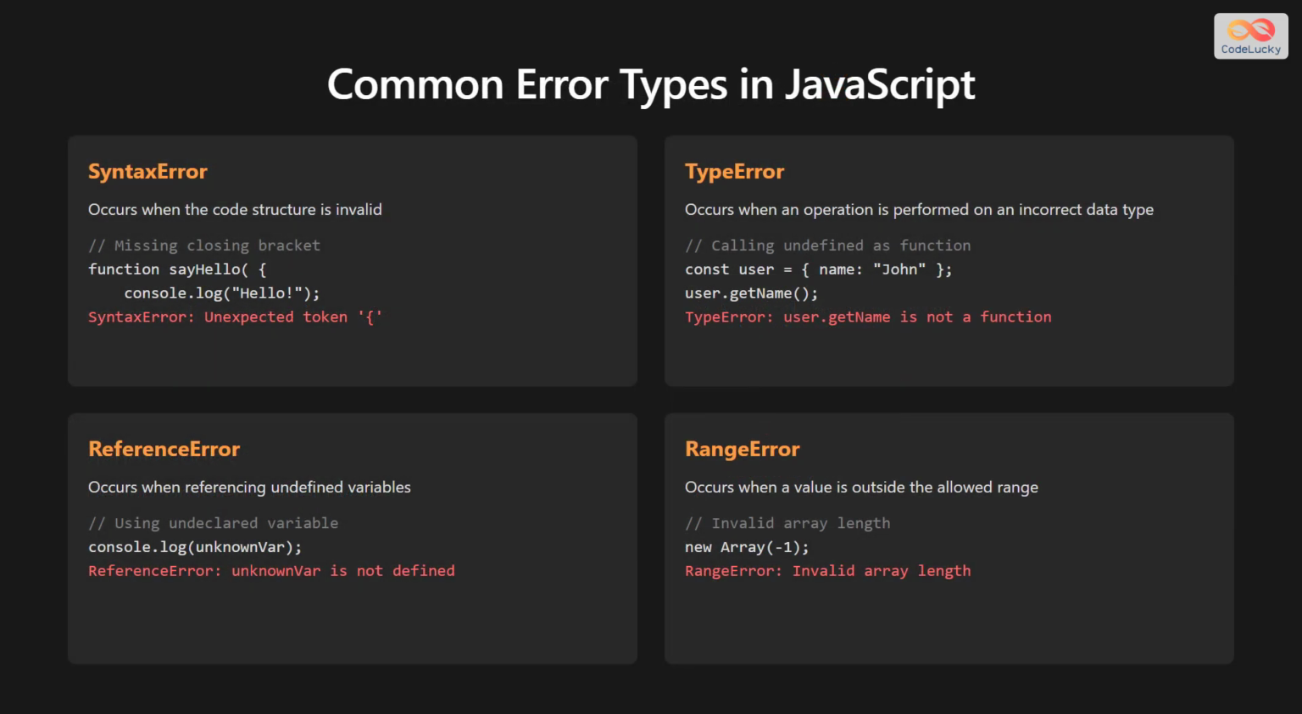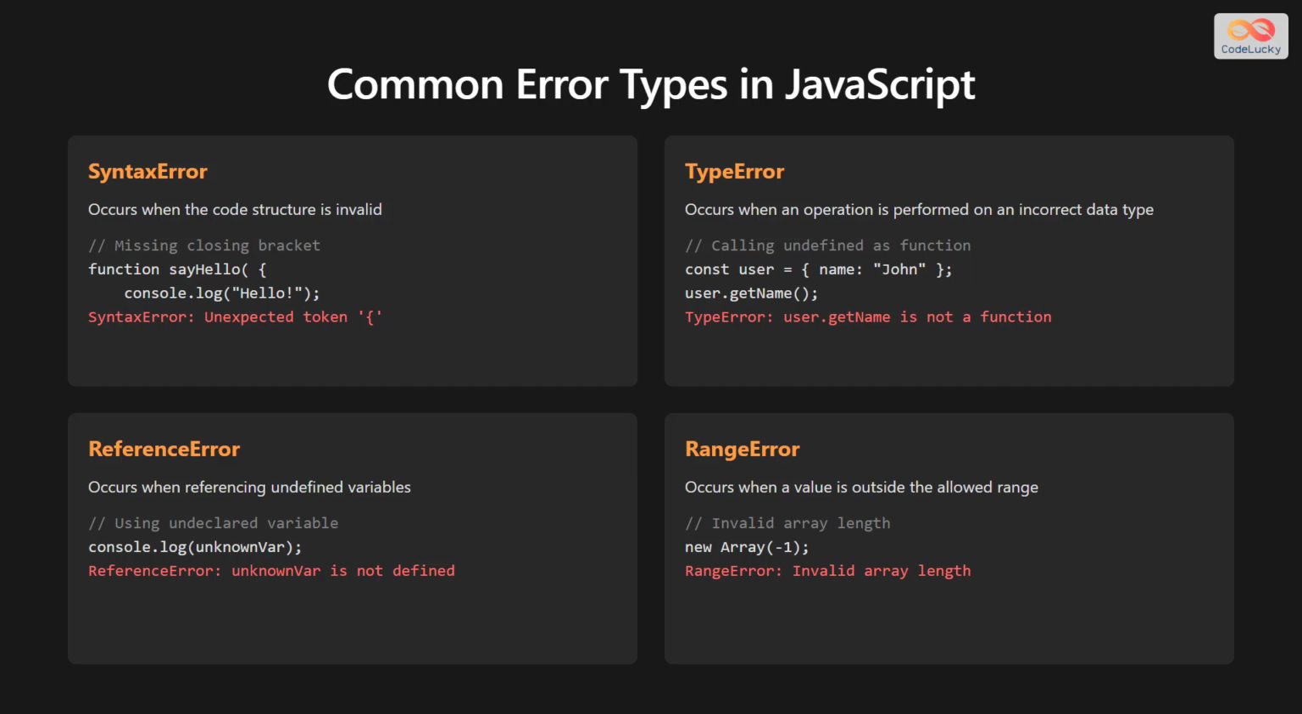Let's explore some common types of errors you might encounter in JavaScript. First, we have syntax error. This error happens when the structure of your code is not correct, like when you're missing a closing bracket. Next is the type error. This occurs when you try to do something that's not allowed with a certain type of data, like trying to use an undefined value as a function.